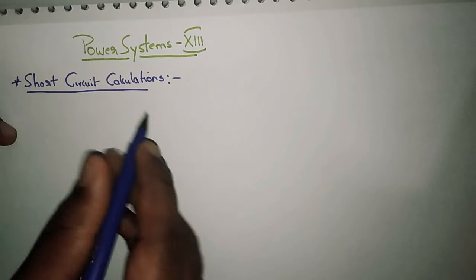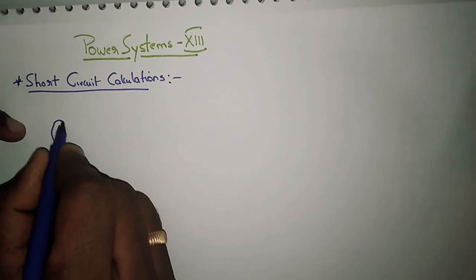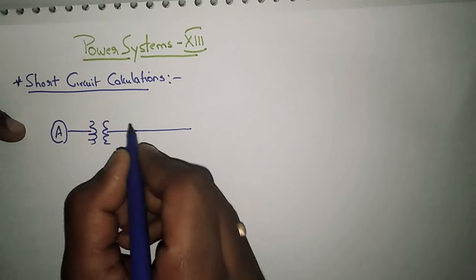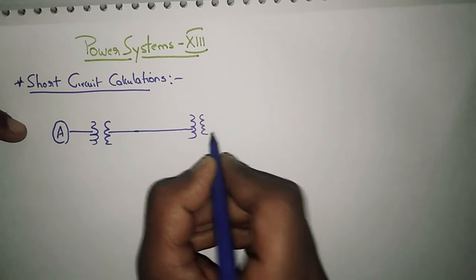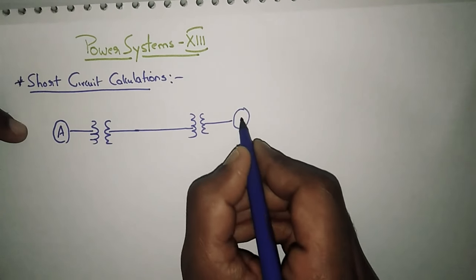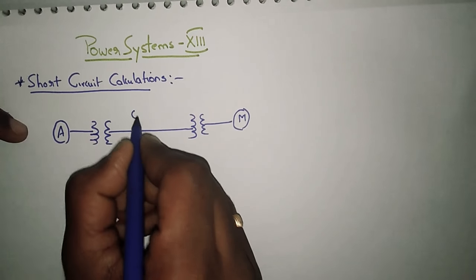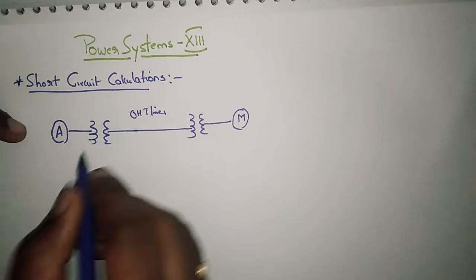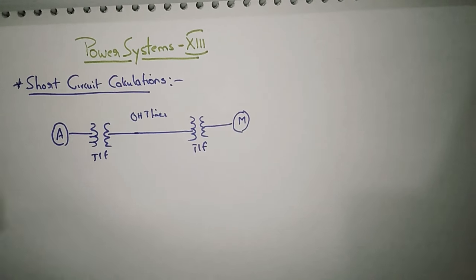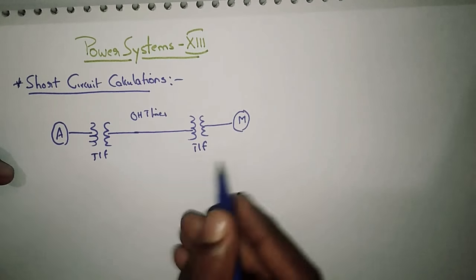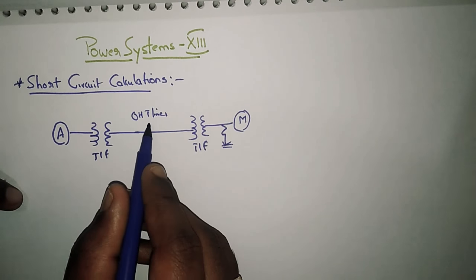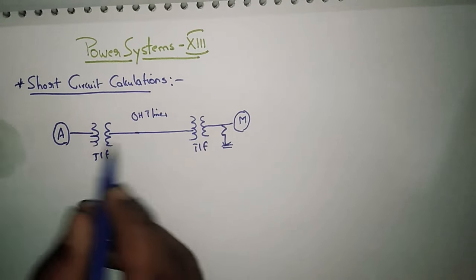In the previous class I had mentioned, what is a power system? It is nothing but an alternator, generation, the transformer, and some OHT lines. OHT is nothing but overhead transmission lines. Let us consider a motor, transmission lines, and another transformer. Whenever a fault occurs nearby a motor, it will affect the transformer, the transmission lines, and it will also affect the alternator.